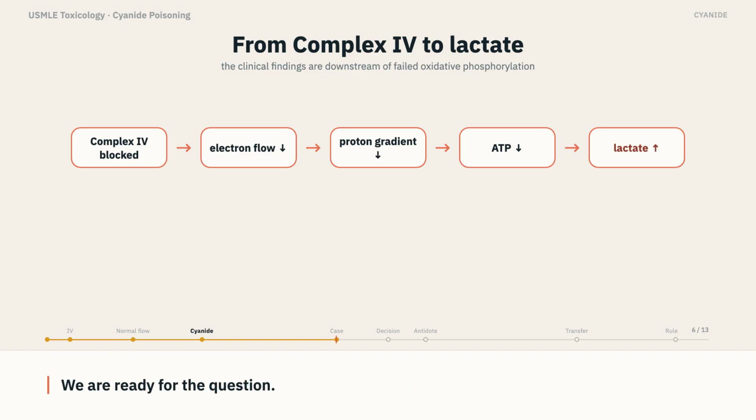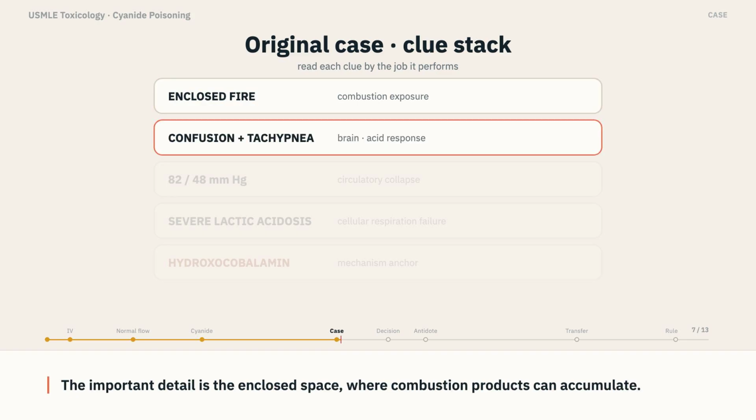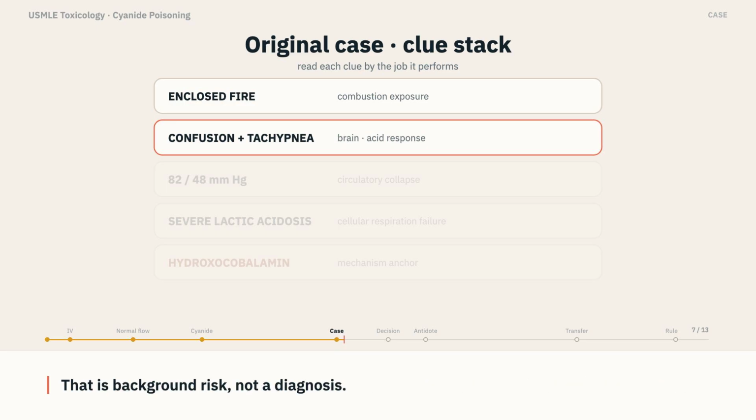We are ready for the question. Here is the case, and I will read it in pieces so you can build the picture the way you would in a real room. A 46-year-old man is rescued from a fire in a closed furniture warehouse. The important detail is the enclosed space, where combustion products can accumulate. Burning nitrogen-containing materials found in some furnishings can release hydrogen cyanide. That is background risk, not a diagnosis.